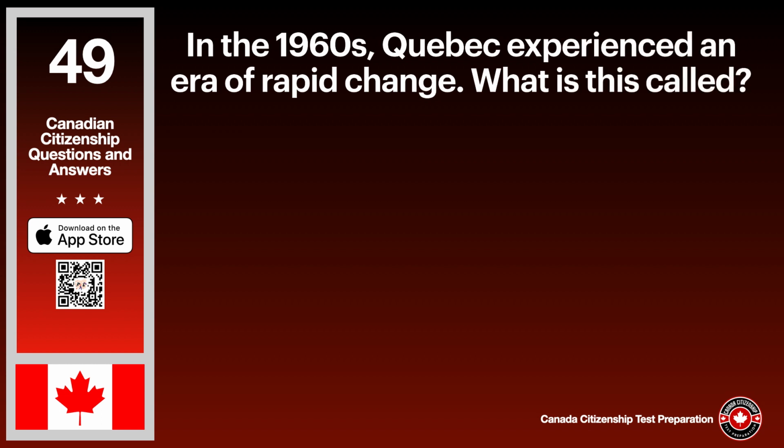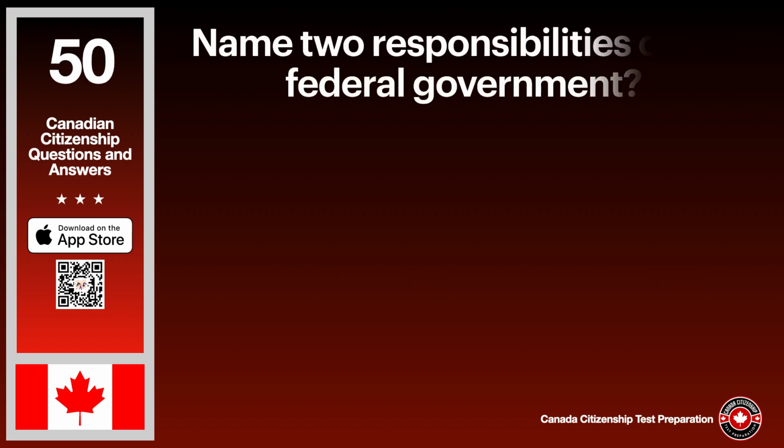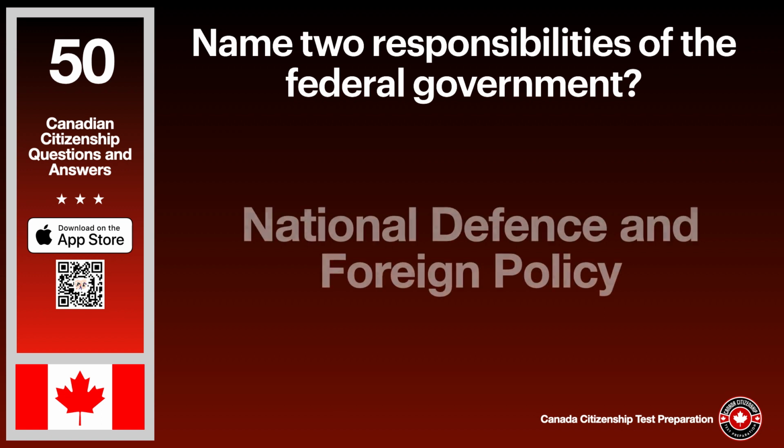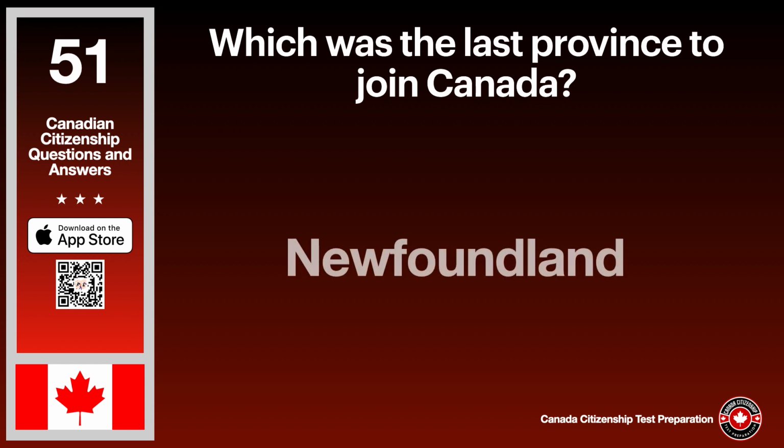In the 1960s, Quebec experienced an era of rapid change. What is this called? The answer is the Quiet Revolution. Name two responsibilities of the federal government. The answer is national defense and foreign policy. Which was the last province to join Canada? The answer is Newfoundland.